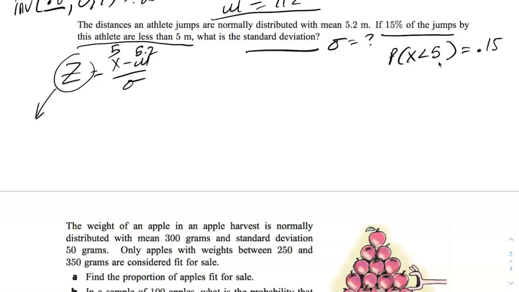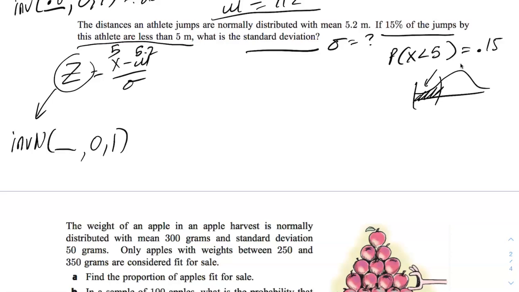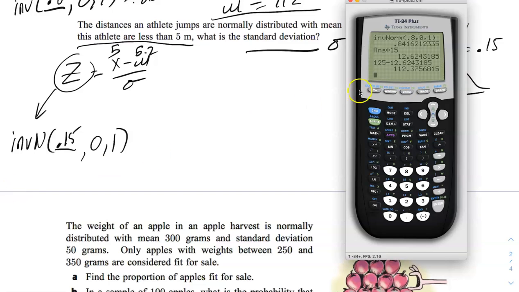Z is always the same thing, invert normal. My area is 0, 1. This is less than, so I know it's going the right way. I could draw it just to make sure though. Right, this is 0.15. Is that 5? So I can just plug it in. Nice, if I plug it into my calculator.